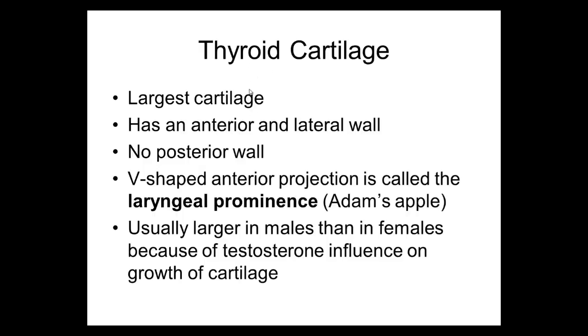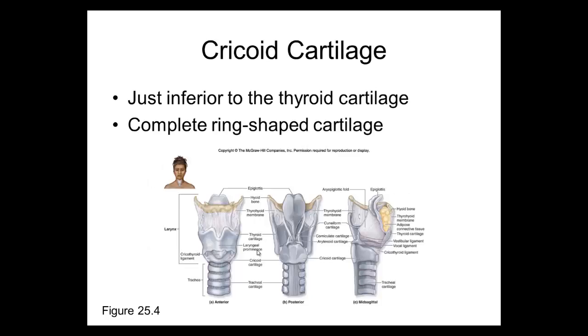So the thyroid, as I said earlier, is the largest. It has an anterior and lateral wall, but there is no posterior wall. And there is the laryngeal prominence, which we sometimes refer to as the Adam's apple, especially in males, and it usually is larger in males because of the effect of testosterone.